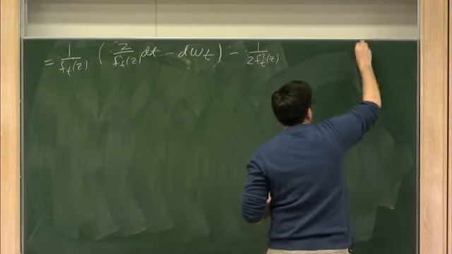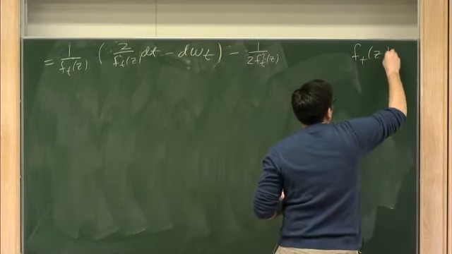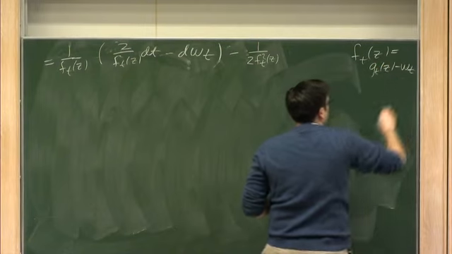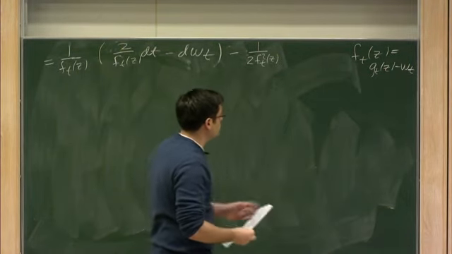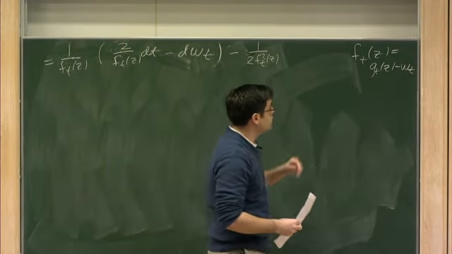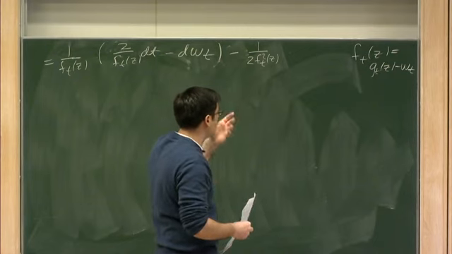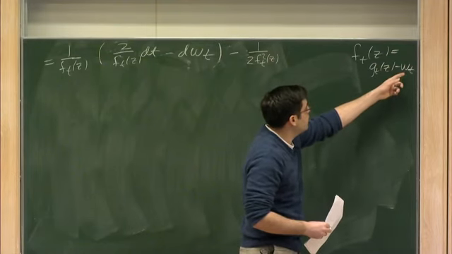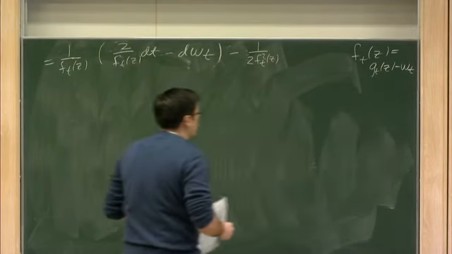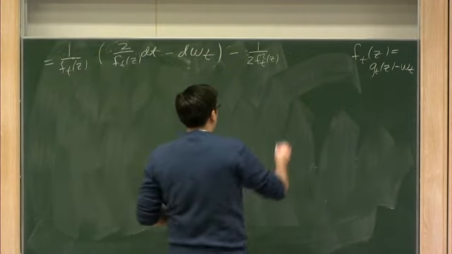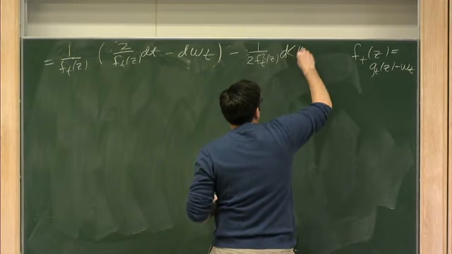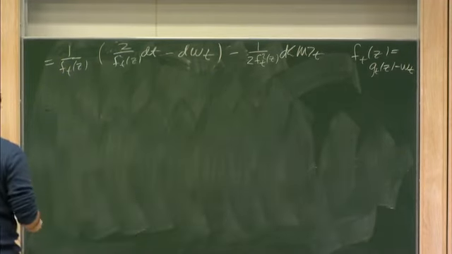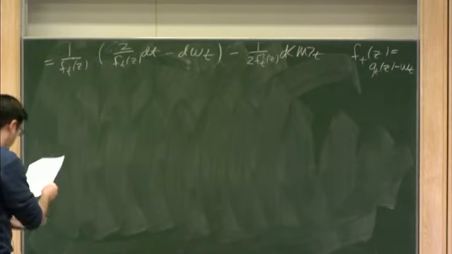And remember, ft of z is just equal to gt of z minus wt. This term, the gt, is just a process of bounded variation, so it's not going to contribute to the quadratic variation. And in w, the only part that's going to contribute to the quadratic variation is the martingale part. So what we're going to see here is just the quadratic variation of m sub t.